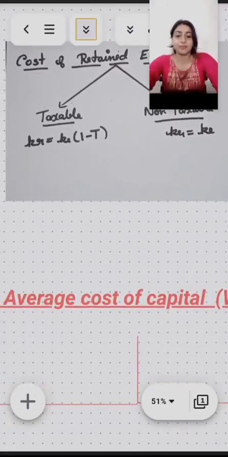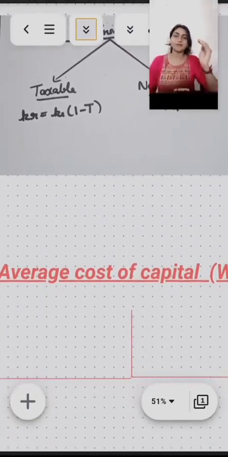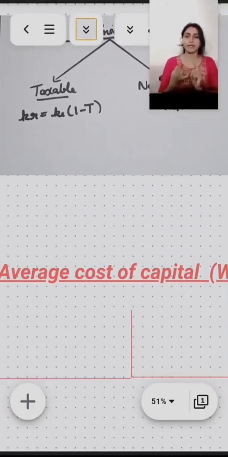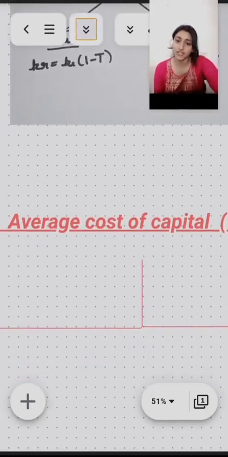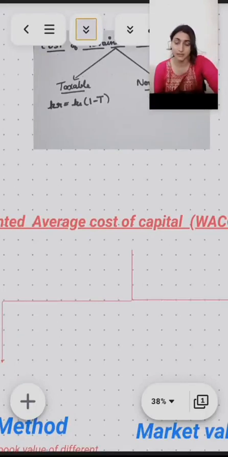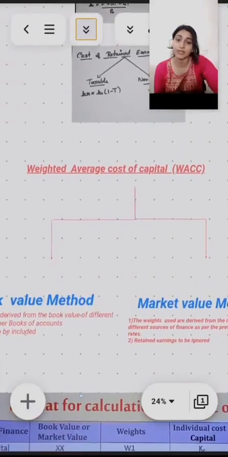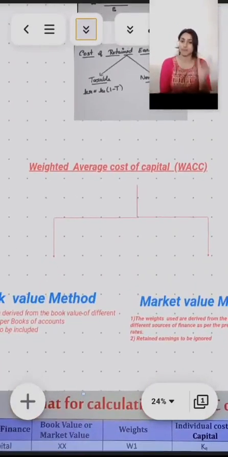Now the company will not raise funds only through equity, or only through debt, or only through preference shares, or only by borrowing money from lenders. The company will raise funds from various sources, which may include all these four or three. So what we should calculate is the weighted average cost of capital of all these debts, equity, retained earnings, preference shares and so on.